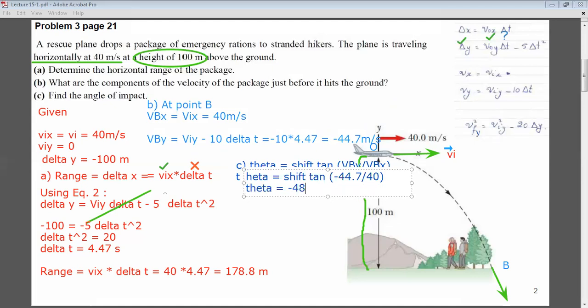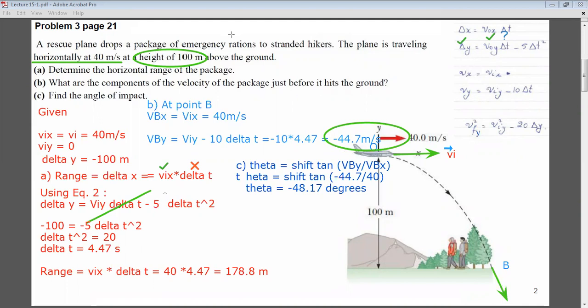And you get the answer to be minus 48.70 degrees. Make sure your calculator is in degrees. So notice here that we get VBY negative. It makes sense because look at it.